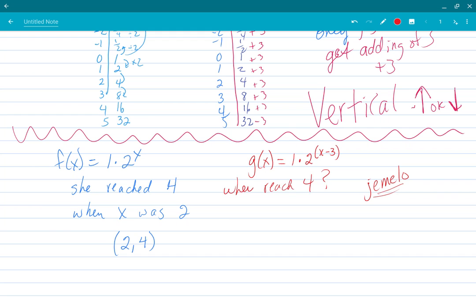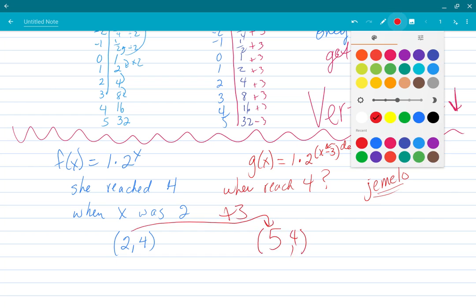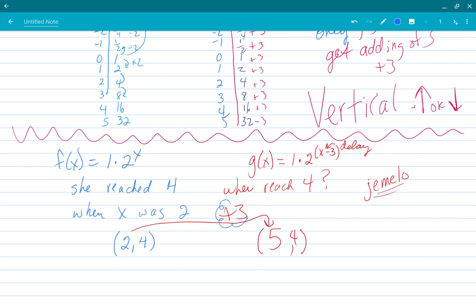Anyway, so when does g of x reach 4? Does she reach it 3 days before or 3 days after? Remember, negative means delay, right? Delay. Right? So this would be 3 days after. So what is 3 days after 2? Make sense? It's kind of weird, but it is what it is. This says +3, but what does it say here? It says -3. Okay.